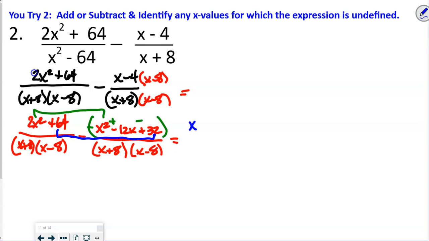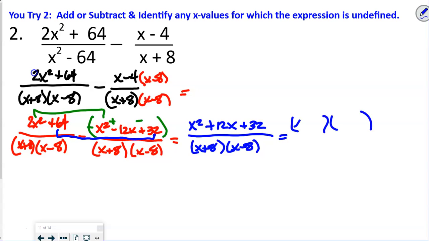That's going to be x squared. And then we've got plus 12x. And we subtract 32 from 64, so that's going to give us a plus 32. And we still have our x plus 8 and our x minus 8 down here. Going to factor what's in the numerator.